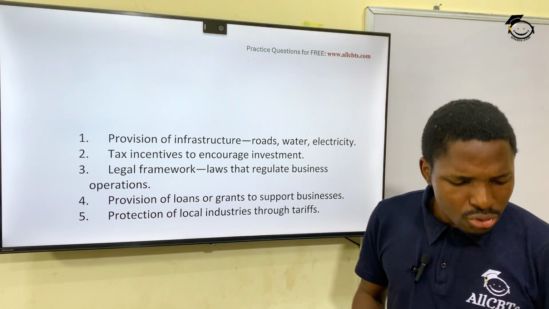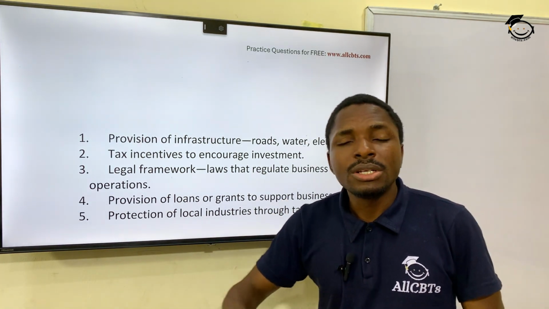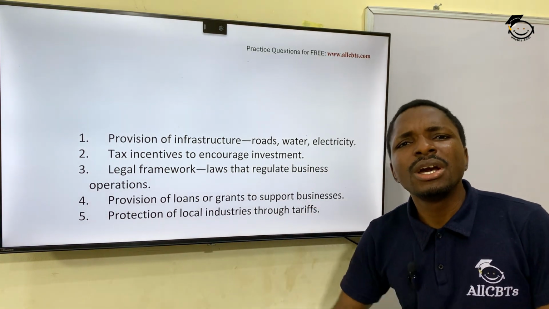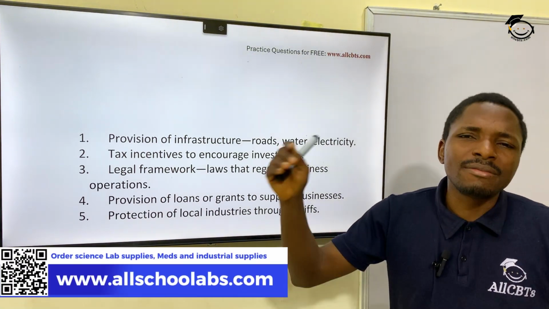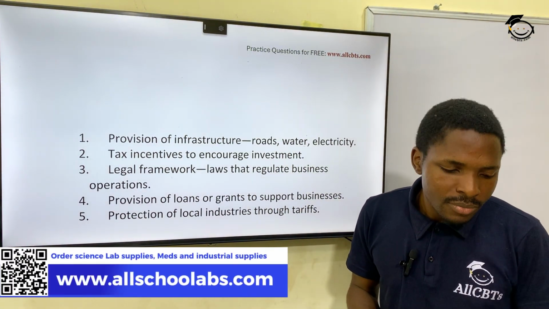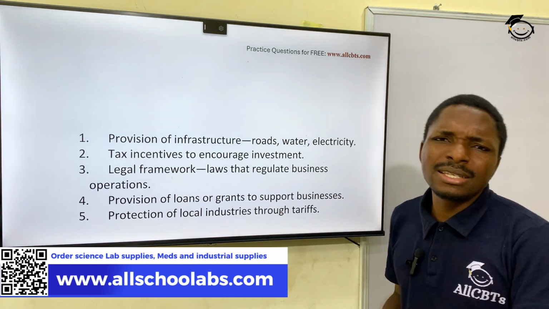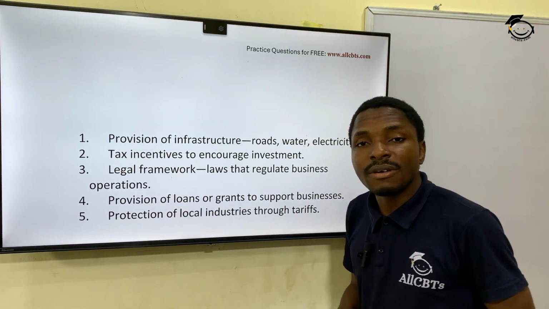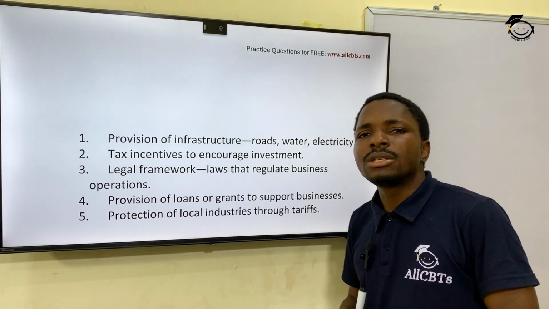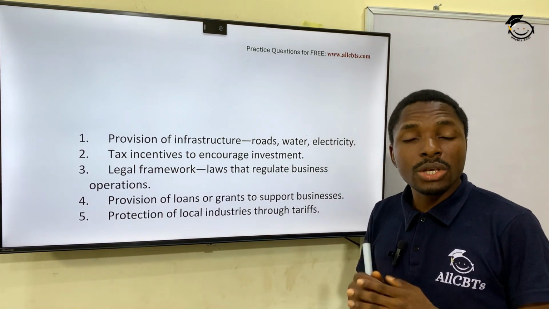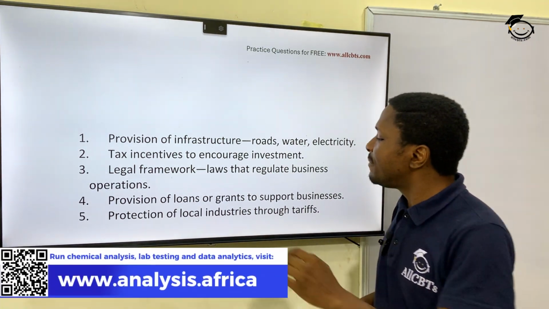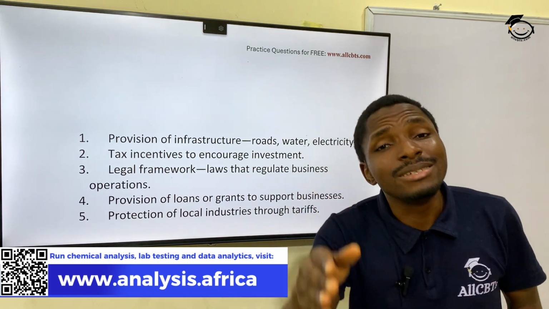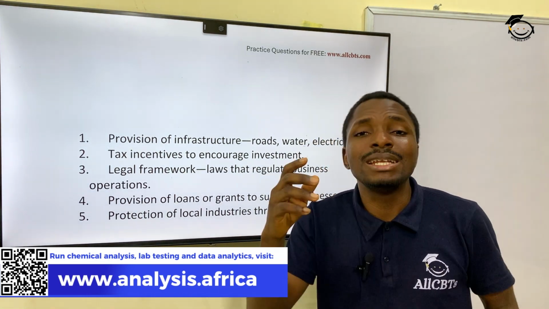1, provision of infrastructure. They are supposed to ensure that road, water, electricity, all of these infrastructures are in place for business to thrive. 2, they are supposed to give tax incentives. So you have been paying your tax now for 10 years or 5 years or 2 years. Okay, we are giving you this amount off. Working governments do that. Then legal framework, they're supposed to put laws that help the business, not kill the business, not stretch the business or dry the business.